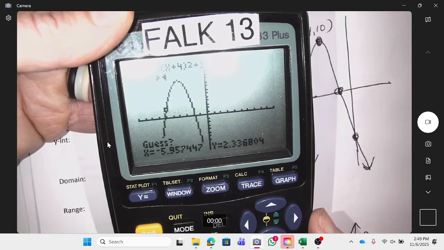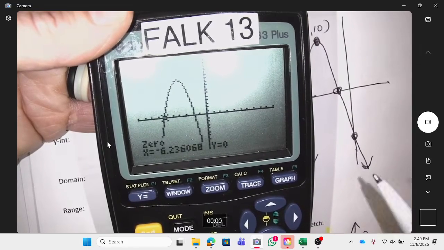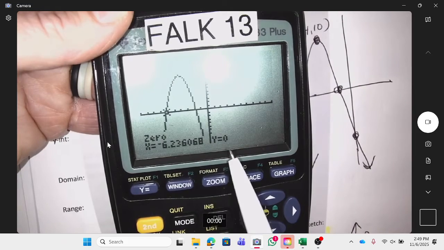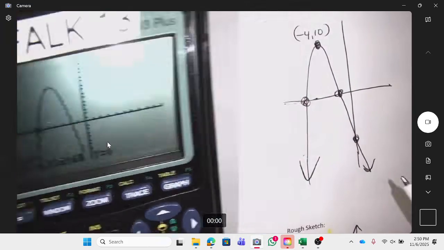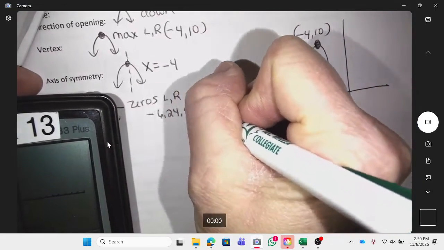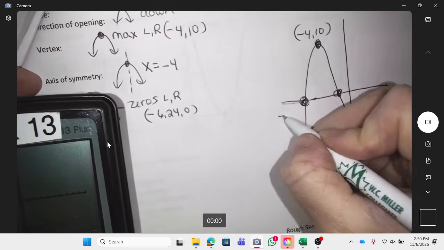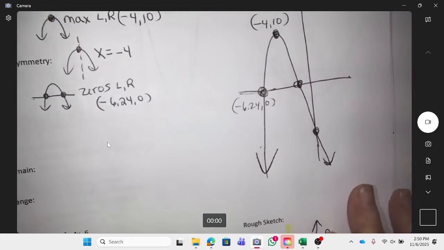And then it does the guess, and you always have to push enter three times. There's a triple rule here. And there it is, the zero. Can you get me to two decimals when you round it? Negative 6.24 is the number.